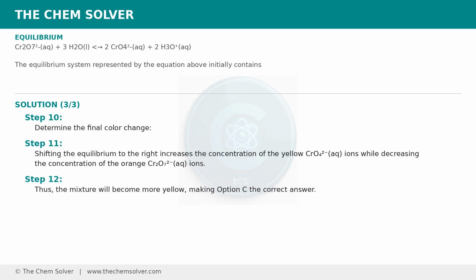Determine the final color change. Shifting the equilibrium to the right increases the concentration of the yellow CrO4^2- ions while decreasing the concentration of the orange Cr2O7^2- ions. Thus, the mixture will become more yellow, making option C the correct answer.